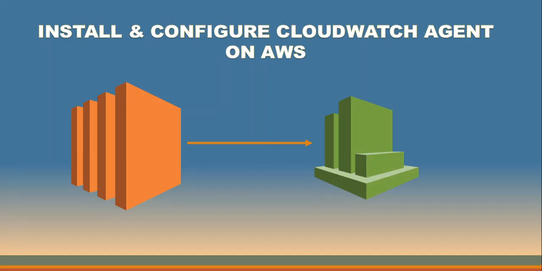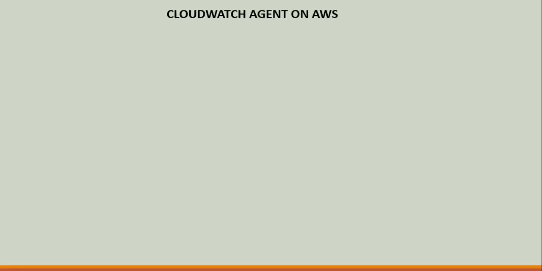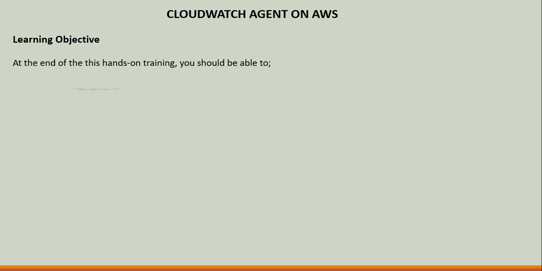So today I'm going to be walking you through, step by step, how to install and configure CloudWatch Agent on AWS. So let's see what CloudWatch Agent on AWS is. Well, first of all, I'm going to let you know the learning objective today. At the end of this hands-on training, you should be able to configure logging with agents in AWS.